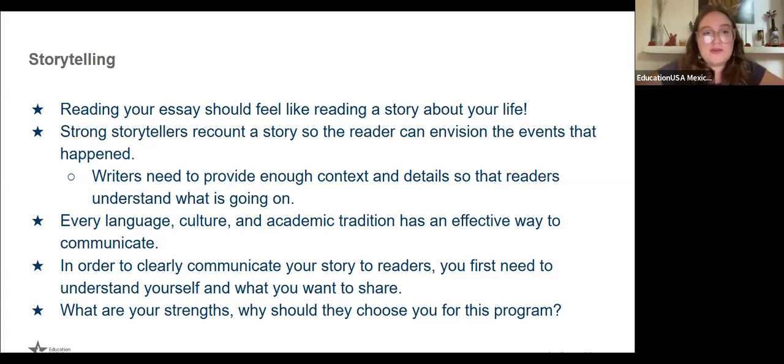It's also important to really clearly communicate your story to readers. You need to understand yourself and what you want to share. It's okay in the brainstorming process and the first few drafts to just kind of free write, like we've talked about before. But once you kind of start to formalize your ideas within your essay, you want to make sure that that's clear. And you also want to talk about your strengths and why they should choose you for this program. Like we talked about, market yourself. You know, you have a lot of strengths that you might not realize are very, very important to include in your essay.